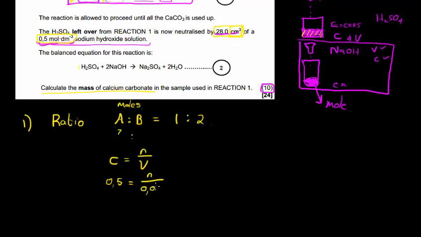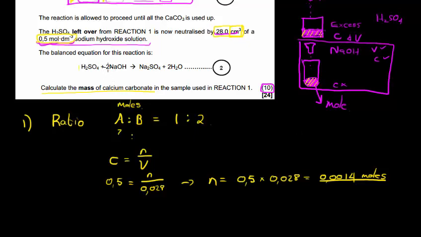So 0,028, which means that n is equal to 0,5 times 0,028, which is equal to 0,0014 moles. What that tells me is that this many moles of base was needed to neutralize whatever concentration of acid I had in there.